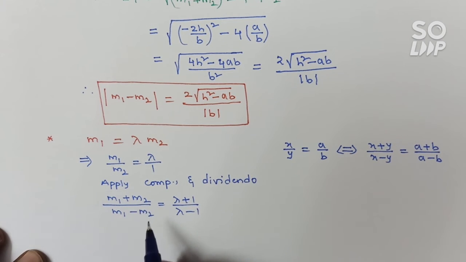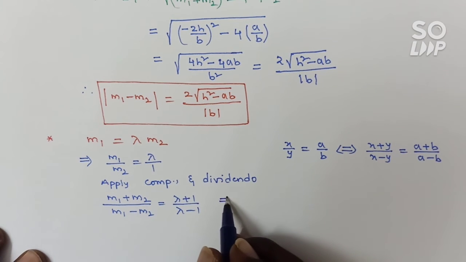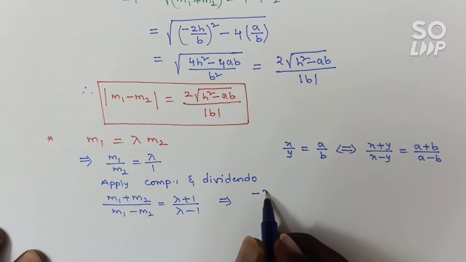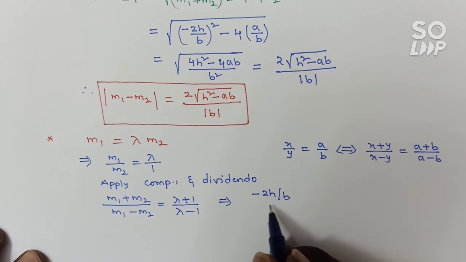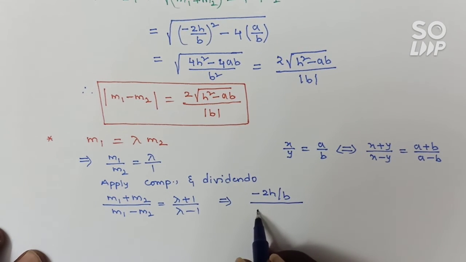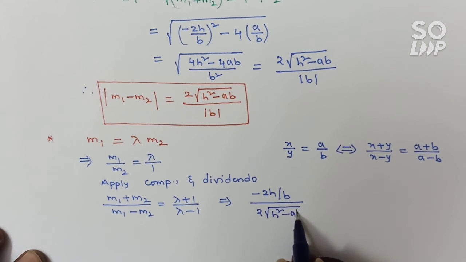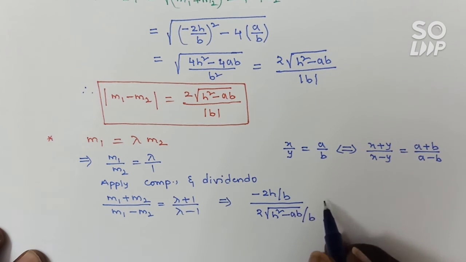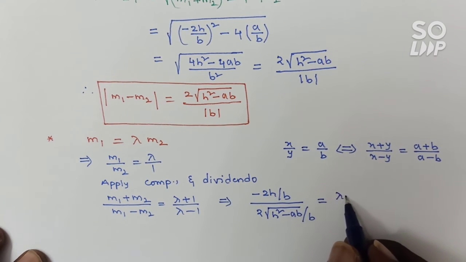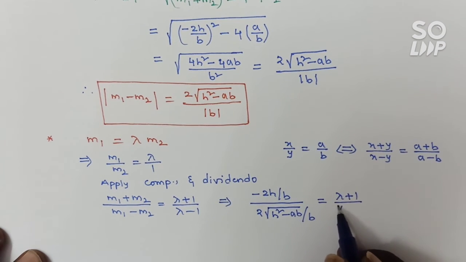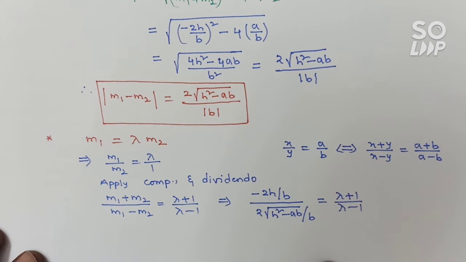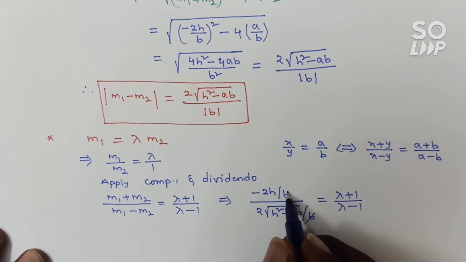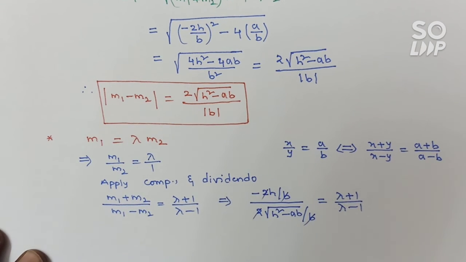You know the sum of the slopes and the difference of the slopes. That implies the sum of the slopes is minus 2h by b, whole divided by the difference of the slopes, which is 2 into root of h square minus ab whole divided by b, is equal to lambda plus 1 whole divided by lambda minus 1. Here b and b will be cancelled, 2 and 2 will be cancelled.